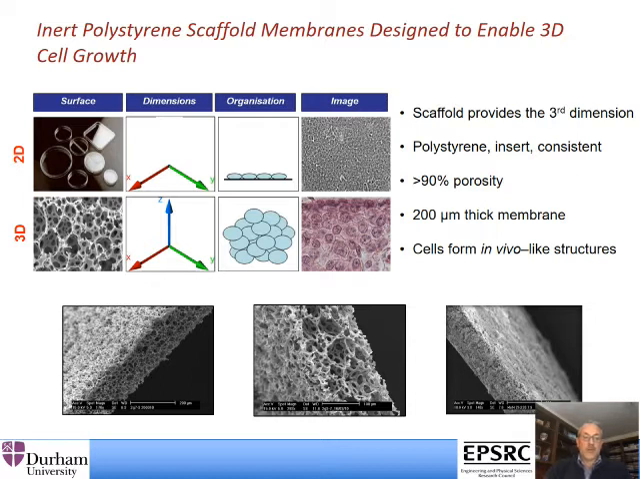These images at the bottom show the scaffold in transverse section at low and high magnification. The scaffold is 200 microns thick. It is 90% porous, so 90% of the volume of the material is actually space, only 10% plastic. And inside it, cells can form more in vivo-like structures, and also on the surface of the material as well.